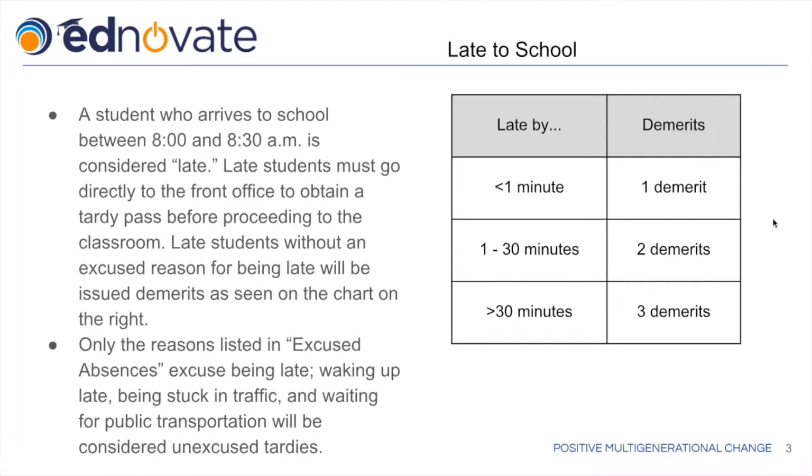So diving right into the details, if a student is late to school, if it's less than a minute, it's 1 demerit. If it's 1 to 30 minutes, it's 2 demerits. If it's greater than 30 minutes, it's 3 demerits. Any student who arrives at school late needs to go to the office first and get a pass before going to class. And any of the excuses under excused absences also apply to excused tardies, which we'll get to shortly.